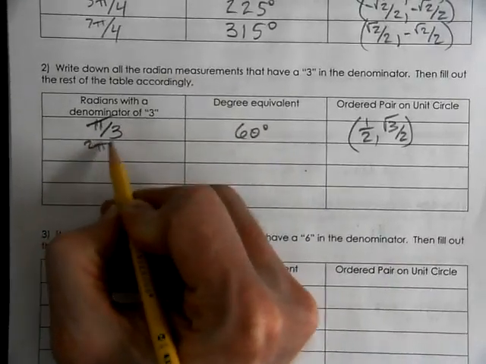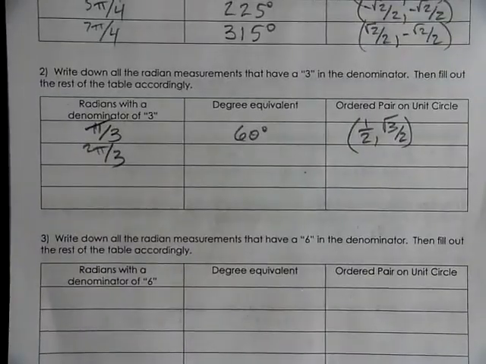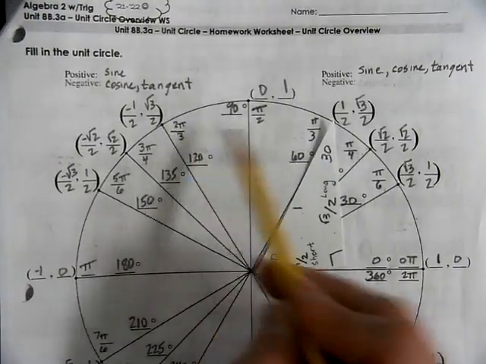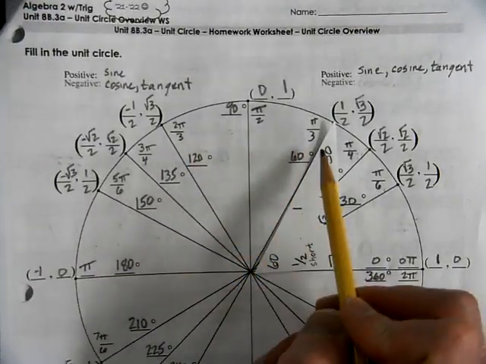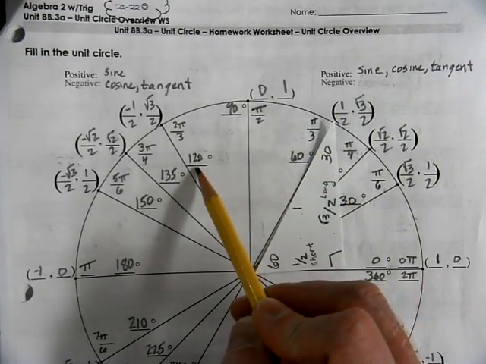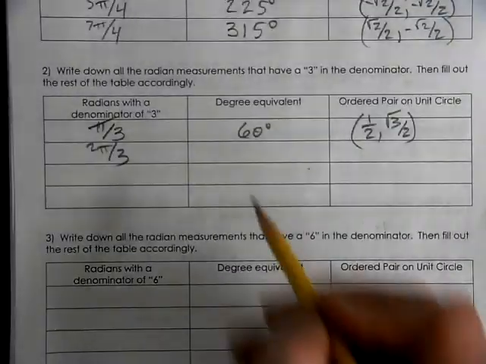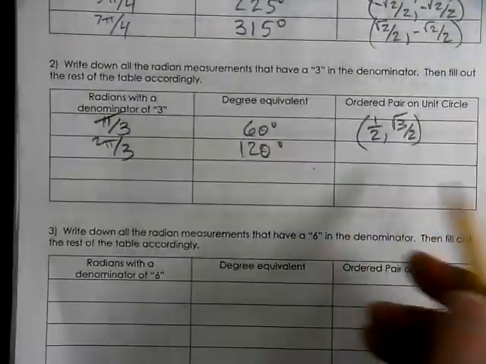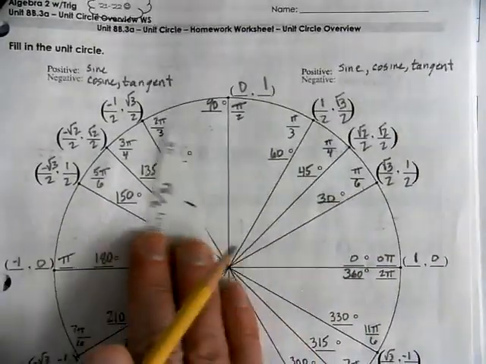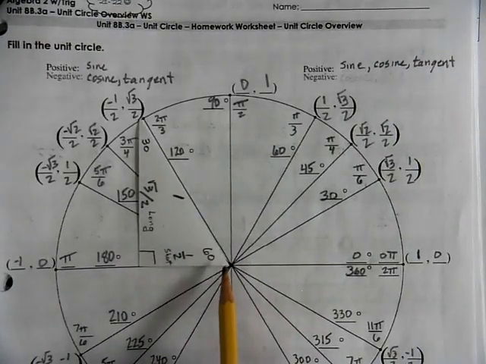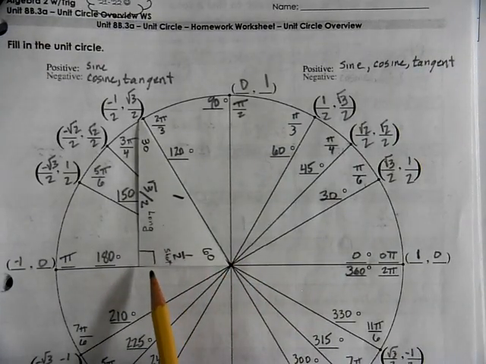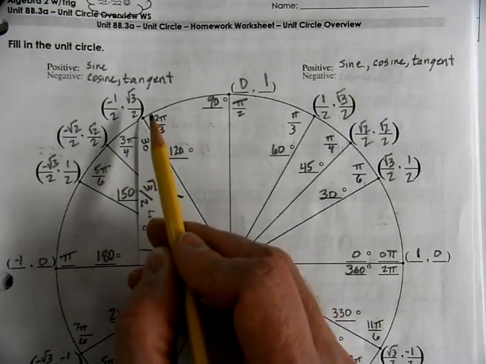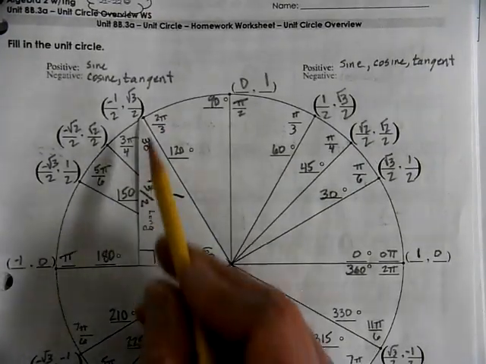Then we have 2 pi over 3. 2 pi over 3 is going to be your second pi over 3. It's going to be 60 and your second 60. It's going to be 120 degrees. To get there, we're going to do x as a negative value and y as a positive value. Short, long.